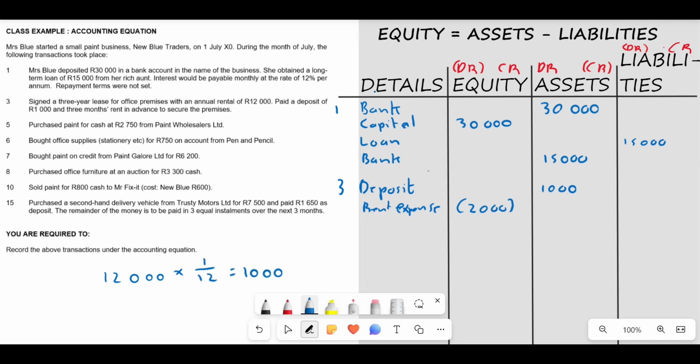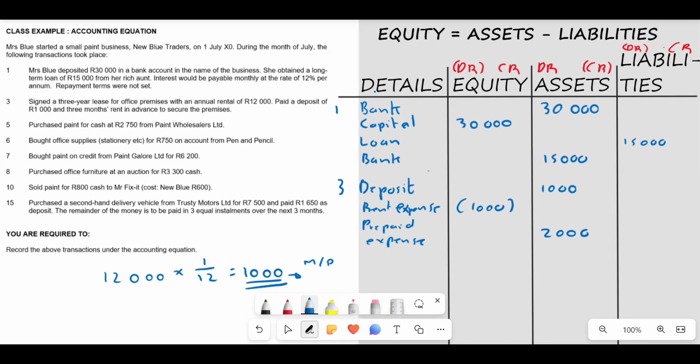Which means 1,000 rent is the monthly payment. So the rent expense is 1,000. And the prepaid expense, which is the payment made in advance, is for the 2 months, right? It would be 2,000, and a prepaid expense is an asset. Therefore, our assets are going to increase by 2,000.